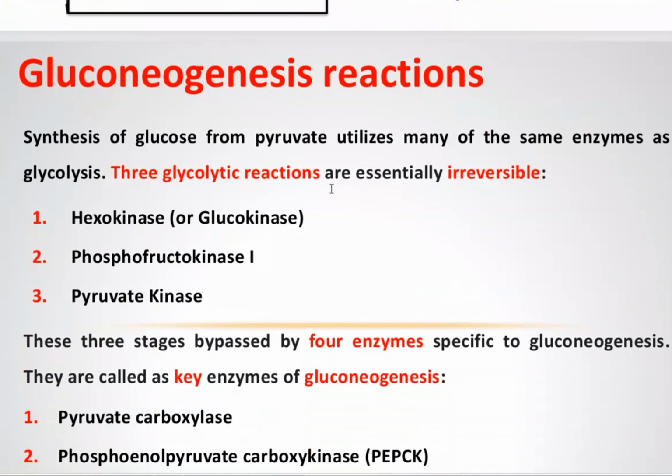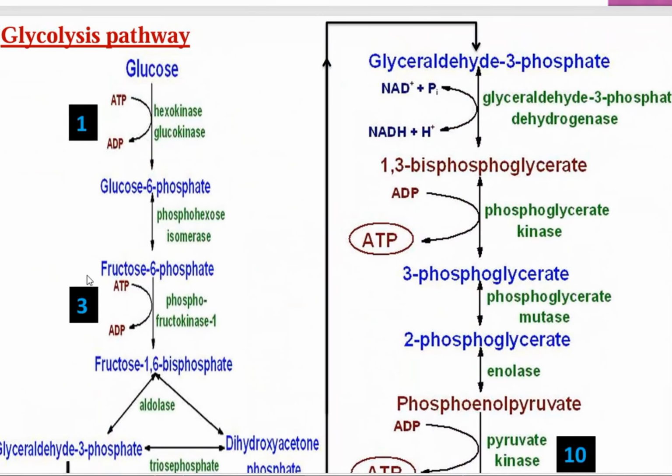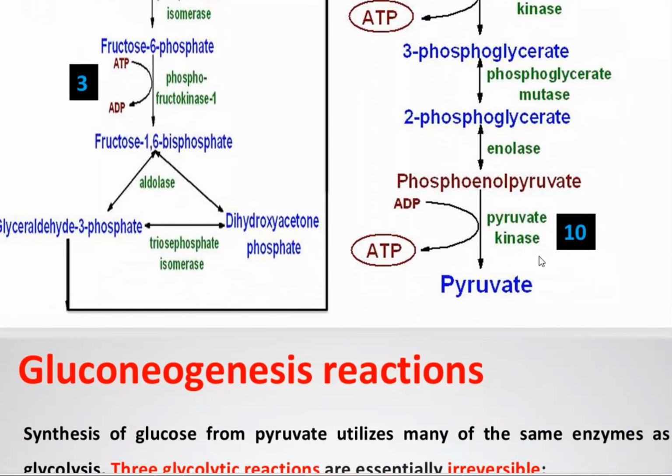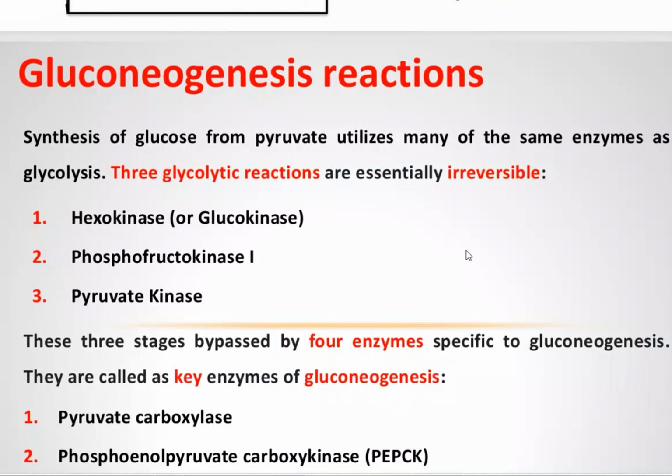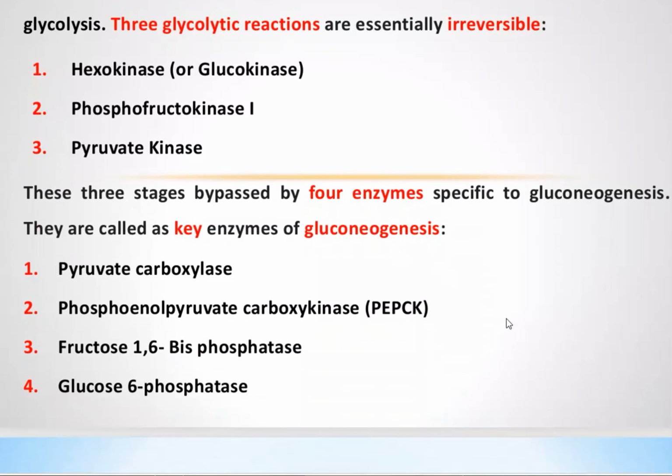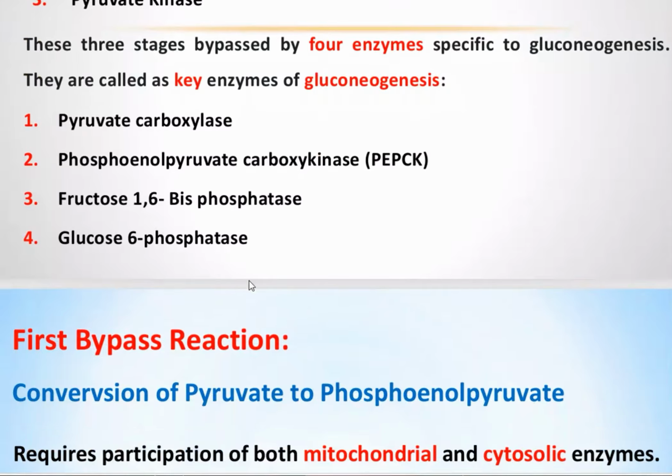But in the gluconeogenesis reactions, the synthesis of glucose from pyruvate utilizes many of the same enzymes as glycolysis. Three glycolytic reactions are essentially irreversible. What are these enzymes? Already we have discussed them: hexokinase, PFK (phosphofructokinase), and then pyruvate kinase, the third enzyme. These three steps are bypassed by four enzymes specific to gluconeogenesis. They are called the key enzymes of gluconeogenesis. Pyruvate carboxylase is the first enzyme, then phosphoenol pyruvate carboxykinase, then fructose 1,6-bisphosphatase, then glucose 6-phosphatase.